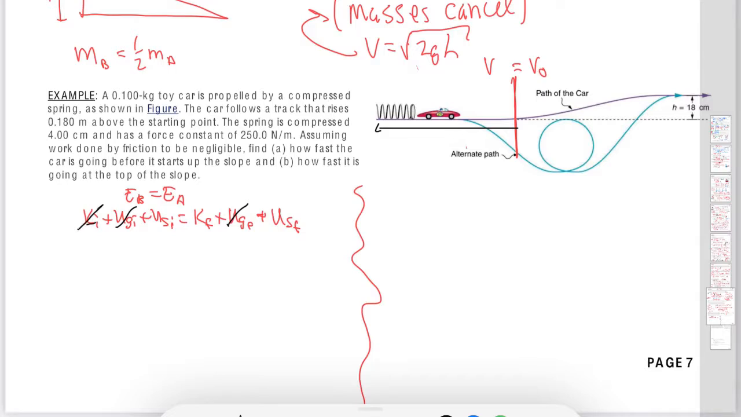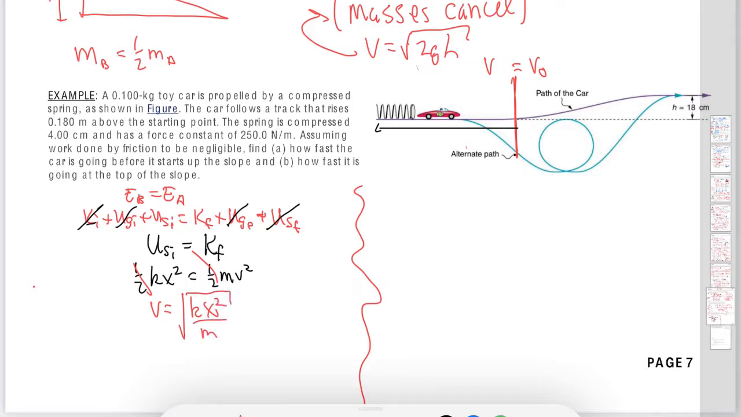When I stretch the spring all the way back, it's only got that stored energy, and then once the car comes off the spring, it's no longer there, so it's going to be KF, right? And so 1/2 kx squared equals 1/2 mv squared, and now it becomes an algebra game. Cancel those. I'm going to solve this for v, so it's going to be the square root of kx squared over m.